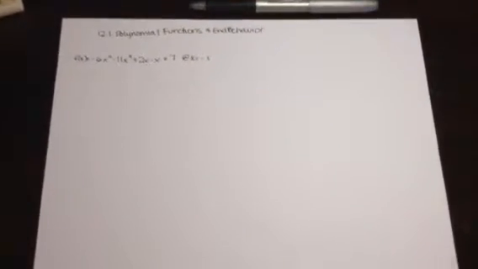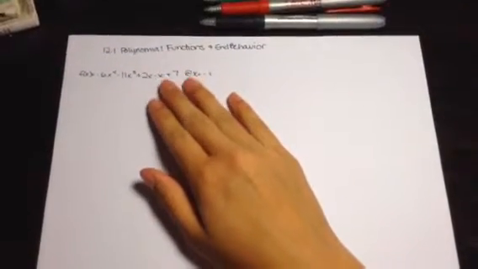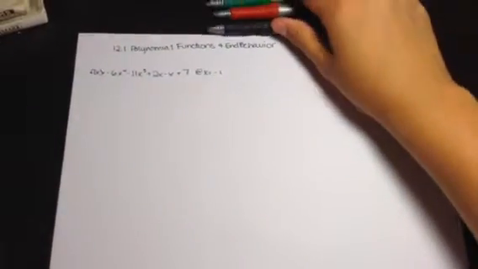This is polynomial functions and end behavior with Sophie. So we're going to start with evaluating the expression, and then we'll do end behavior.